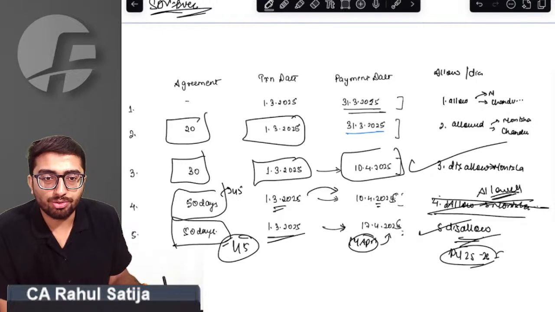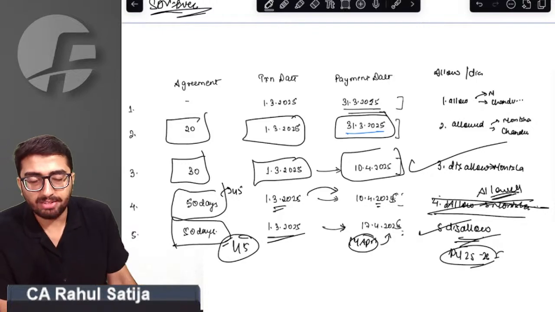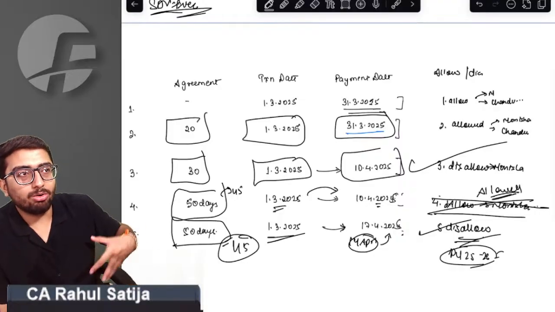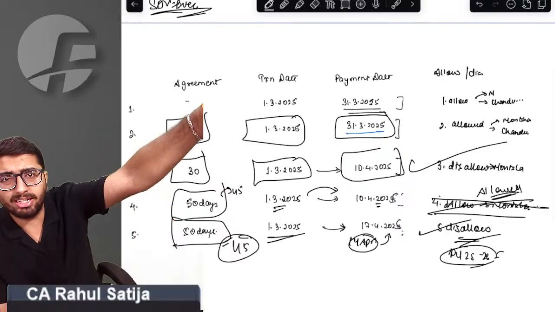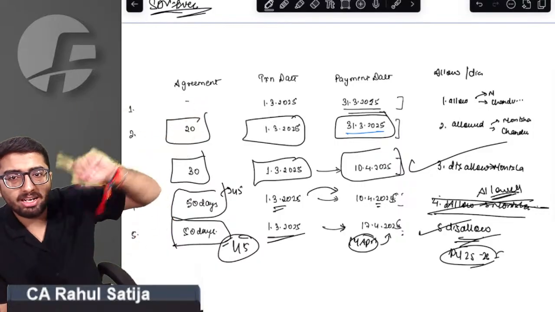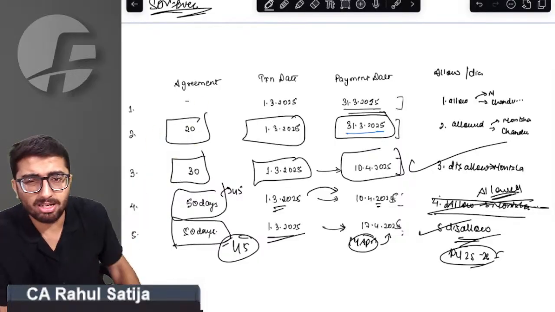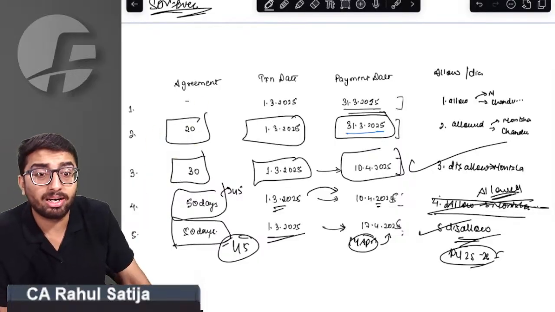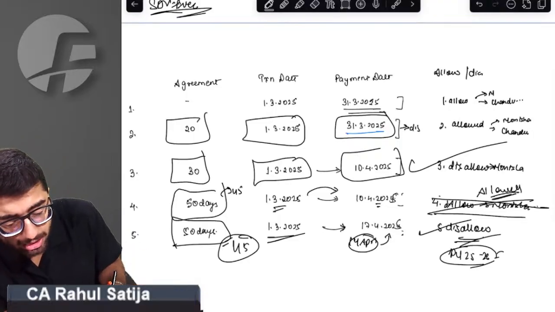If the agreement is of 20 days, transaction date is 1st March 2025. Payment date is 31st March. Sir, are we able to honor the agreement? Right answer is no, we are not able to honor that agreement. When is the due date of payment? Due date of payment is 21st March, but we are paying it on 31st March. So shouldn't this expenditure be disallowed? Right answer is yes, sir. This expenditure should be disallowed.